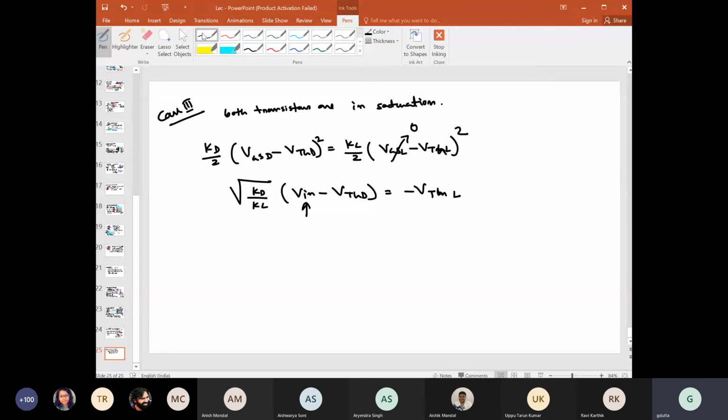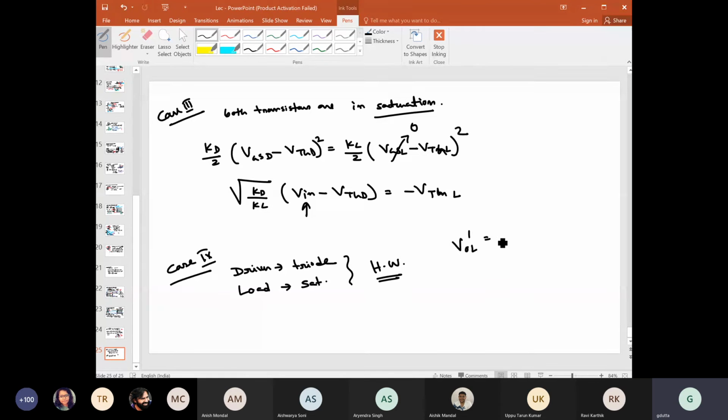So this is case 3, when both transistors are in saturation. I'm just writing it here for your homework. For case 4, we have this driver in the triode region and the load still in the saturation region, right? Please take it as homework, and try to find from here what will be the value of VOL dash.